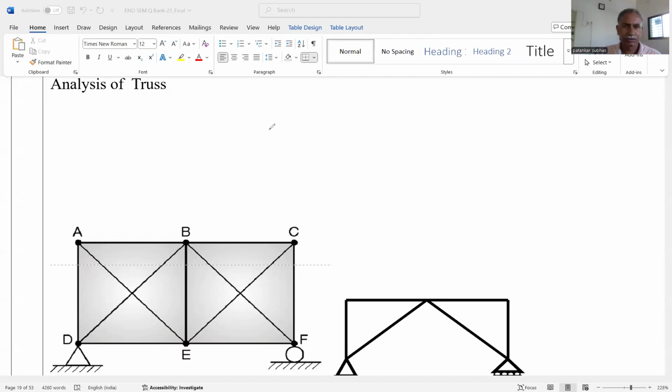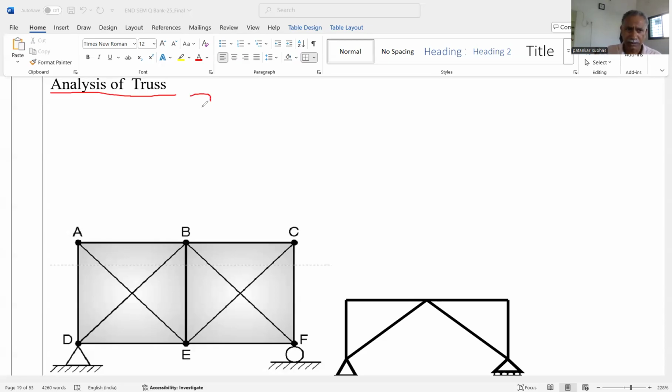Today we will discuss the analysis of truss. In the previous lecture, we discussed how to analyze the beam related to slope and deflection. Here also, the analysis of truss is related to either finding the forces in the members, or finding the external reactions and the deflection. Okay, so let us start.